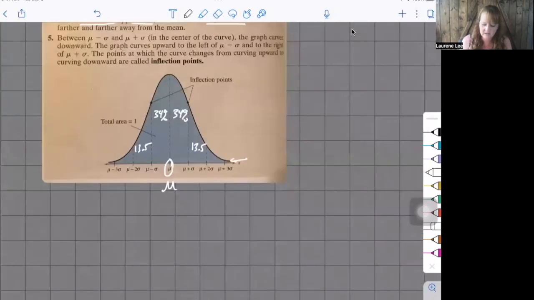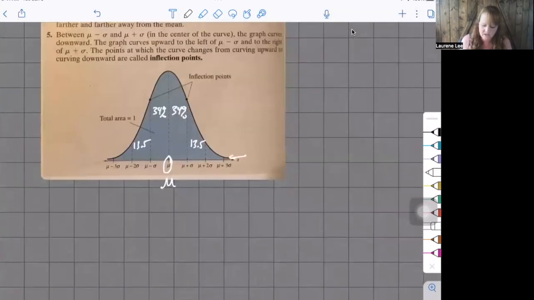And then the last point just talks about how each marker is 1 standard deviation away here. We call this point and this point, which are 1 standard deviation away from the mean, the inflection points. That's not super critical for our purposes, but it's a vocab word you can throw out in your files for what it's worth.